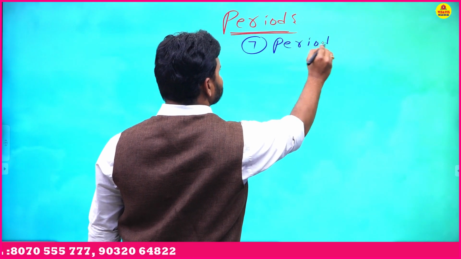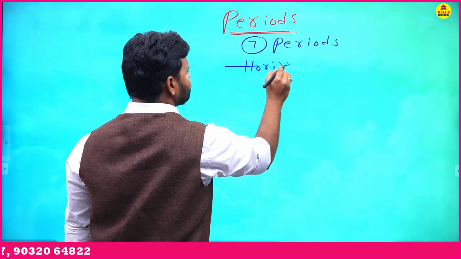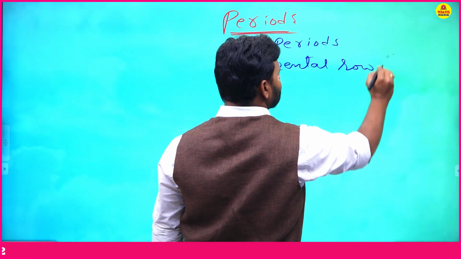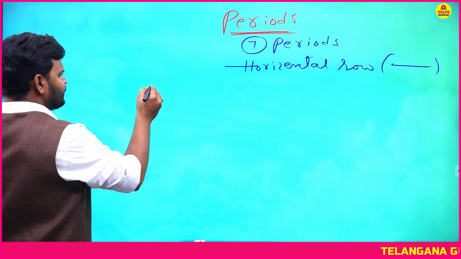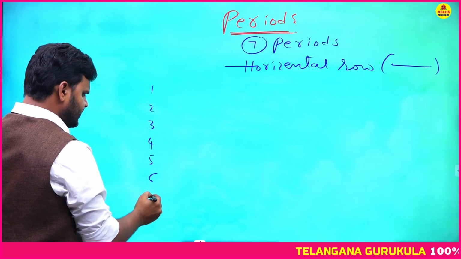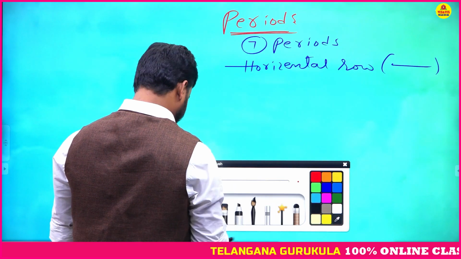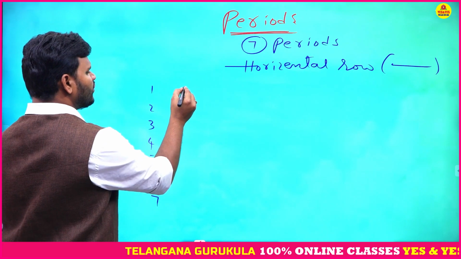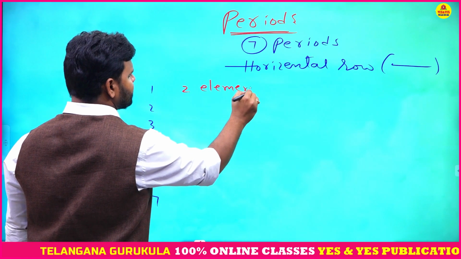What is the representation of a period? A period is represented by a horizontal row. Horizontal row means like this. So 1, 2, 3, 4, 5, 6, 7, total 7 periods. So how many elements does the first period contain? The first period contains only 2 elements.